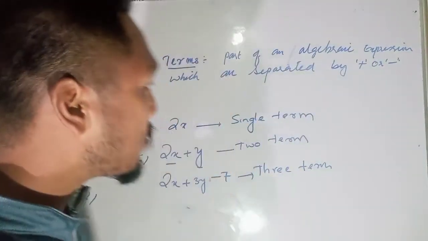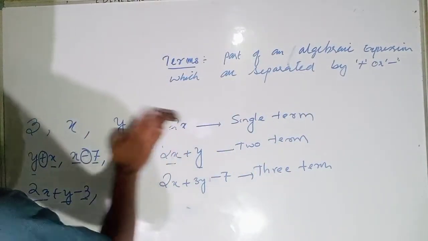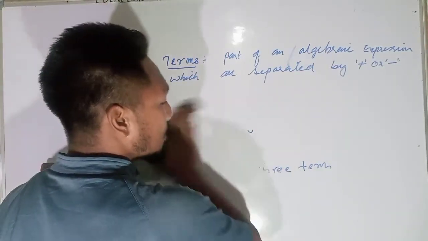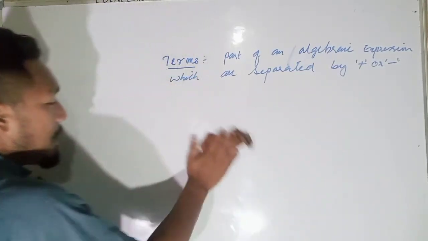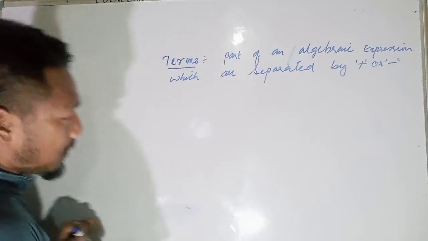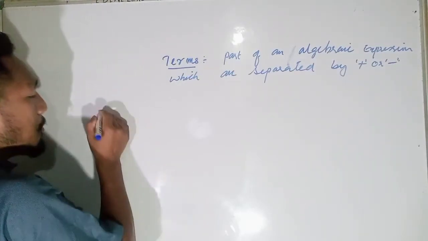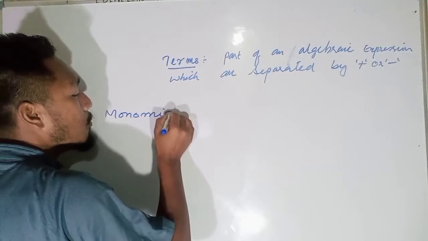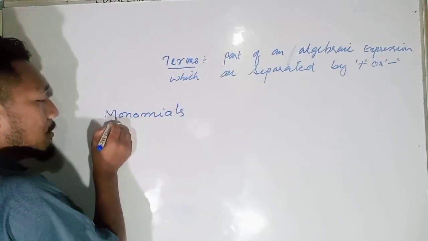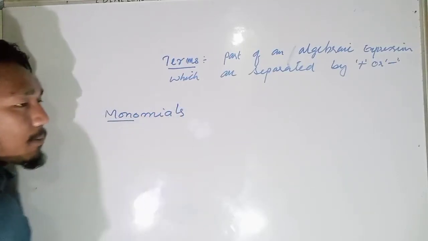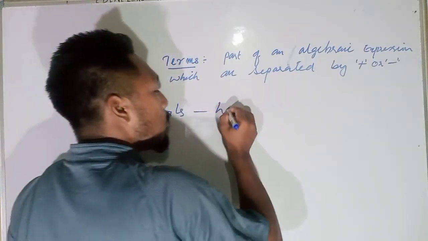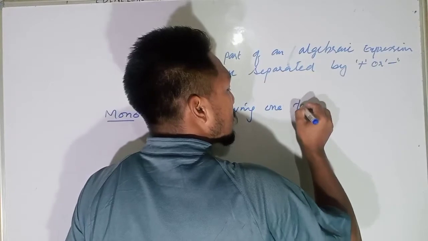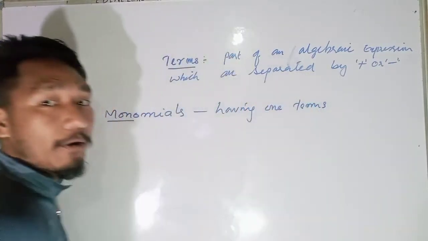So based on this term, our algebraic expressions have been subdivided. If the algebraic expression has only one term, we call that expression a monomial. Mono means one, mial means term. Having only one term.